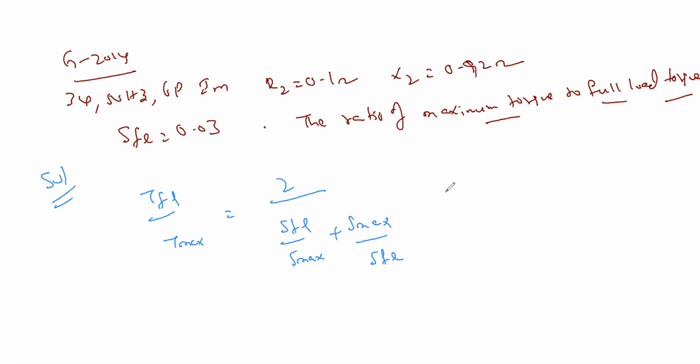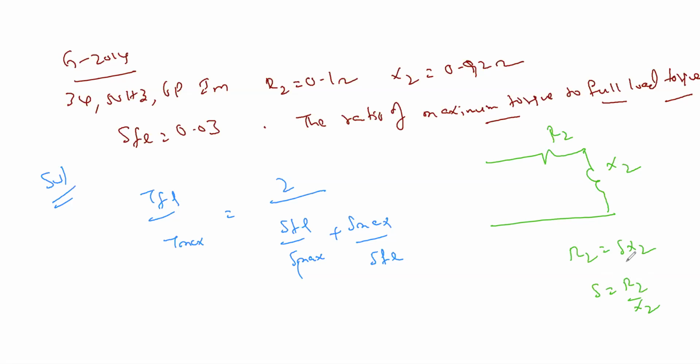लेकिन S max कैसे आएगा? S max मिलेगा only stator impedance neglect कर दिया, तो only rotor circuit is considered. So R2 and X2 only rotor. So R2 equal to S X2. So S equal to R2 by X2. That is S max. Maximum power transfer theorem we have used already. So means S max कितना है? S max आएगा R2 by X2, 0.1 upon 0.92.